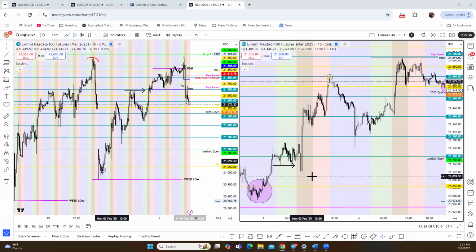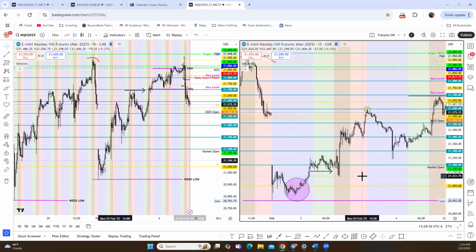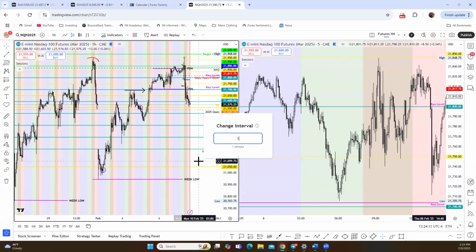Okay, so when we got into this position, just want to show what this looked like on a 5 and a 15.